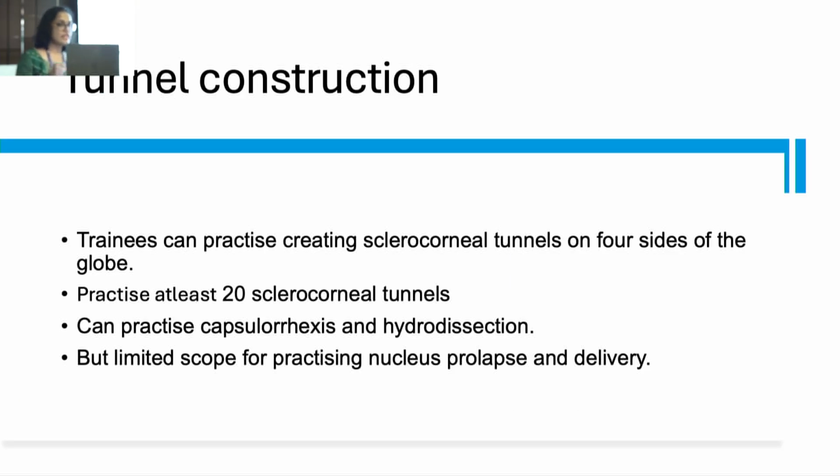Coming to tunnel construction, in one eye you can practice on all four sides, so four tunnels. Before starting with SICS, trainees have to practice at least 20 corneoscleral tunnels. And capsulorhexis, even though the feel is a little different, can definitely be practiced in a goat eye.